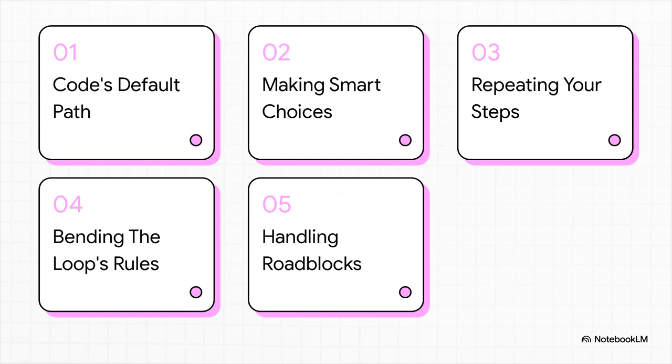We're going to start with the straight and narrow path our code loves to follow. Then we'll learn how to add some forks in the road for making decisions, put in some scenic loops for repetition, and finally, figure out how to build detours for when things inevitably go wrong.